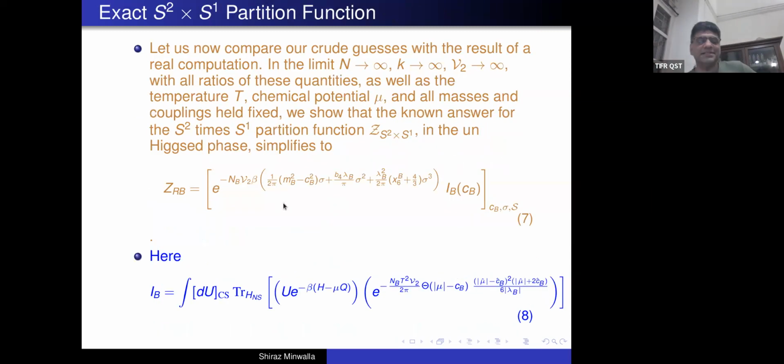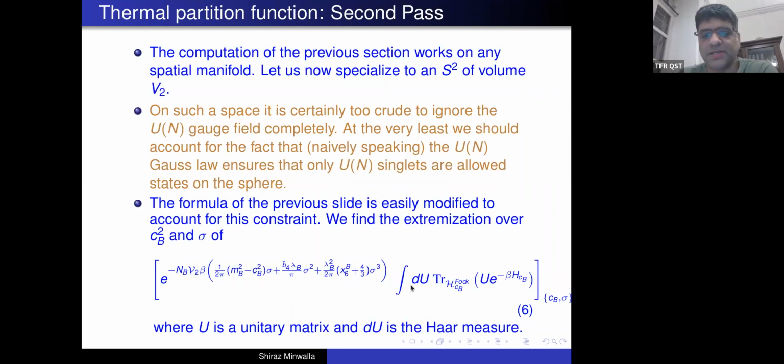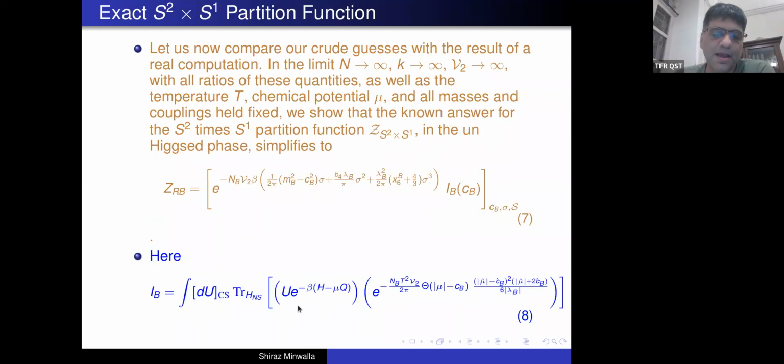Okay, the exact answer turns out to be, once again, the same dressing factor, but multiplied by something else. This something else turns out to be not too far from this object. Okay? Once again, what we get is the trace over free boson Hilbert space, twisted with U, e to the power minus beta H minus mu times Q. Mu is a chemical potential, fine. But there are two differences. This, so far, is identical to what we had here.